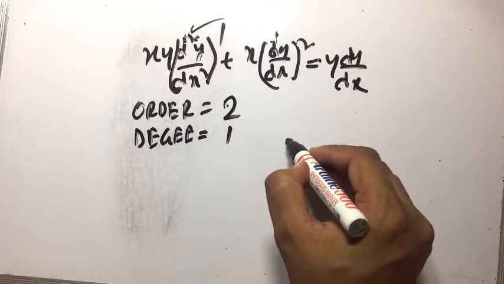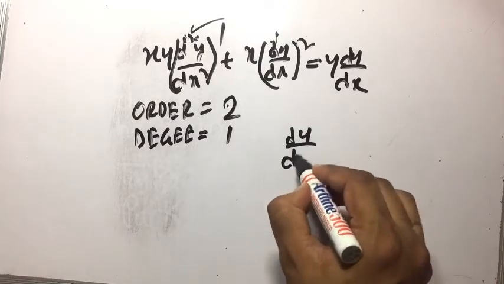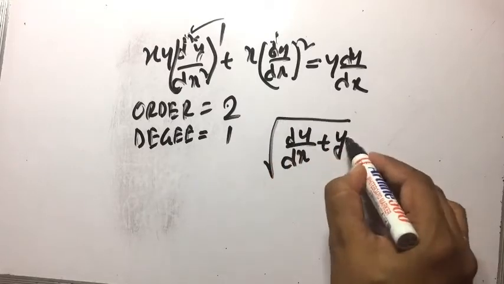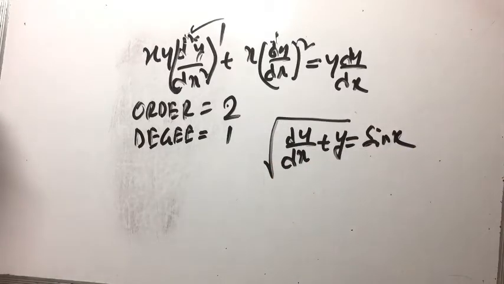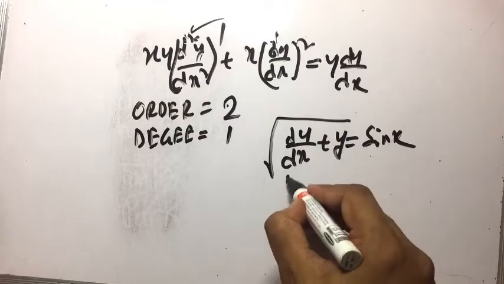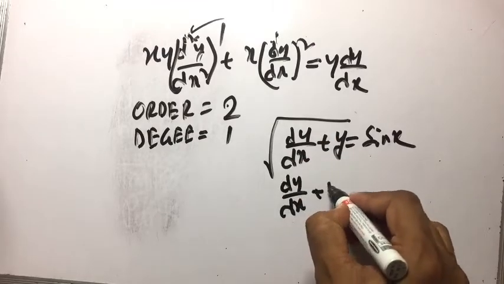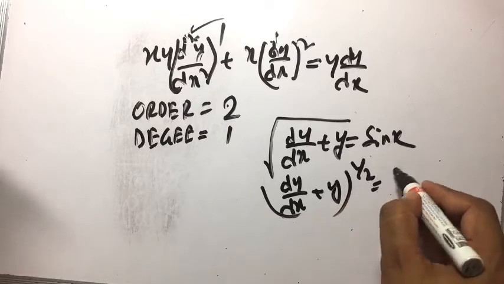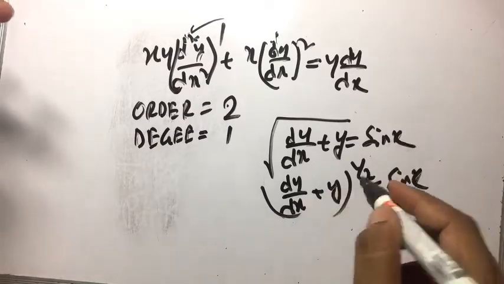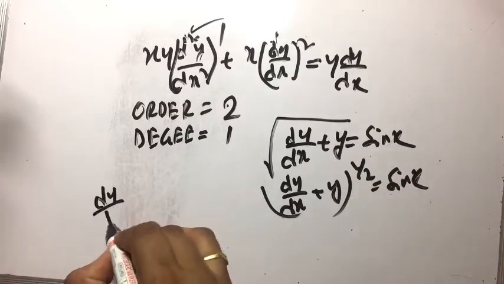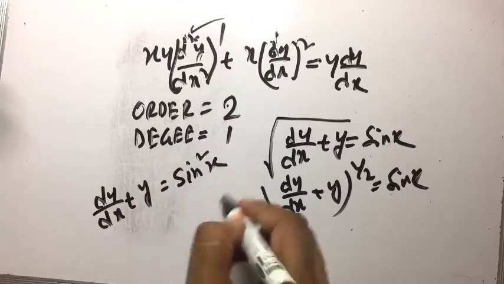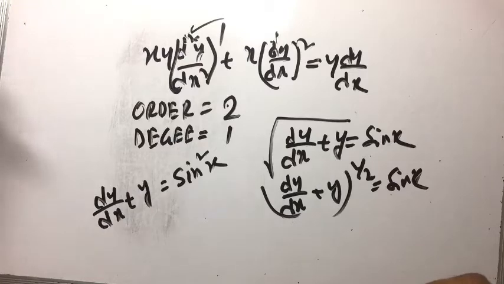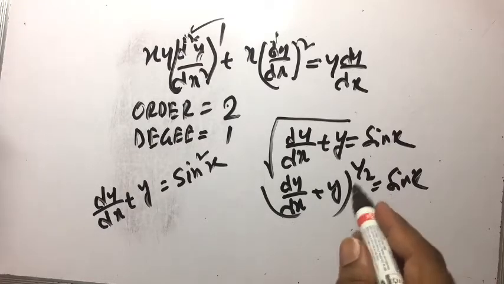Suppose the example: dy by dx plus y, root over, equal to sin x. We have to find out the degree and order. There is a fraction: dy by dx plus y, whole to the power half, equal to sin x. Squaring both sides, if you perform the squaring operation, then dy by dx plus y equal to sin square x. This is the removal of the fraction part.